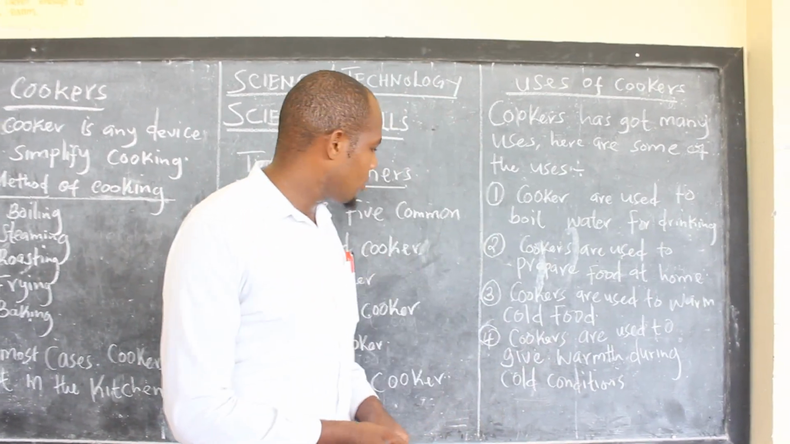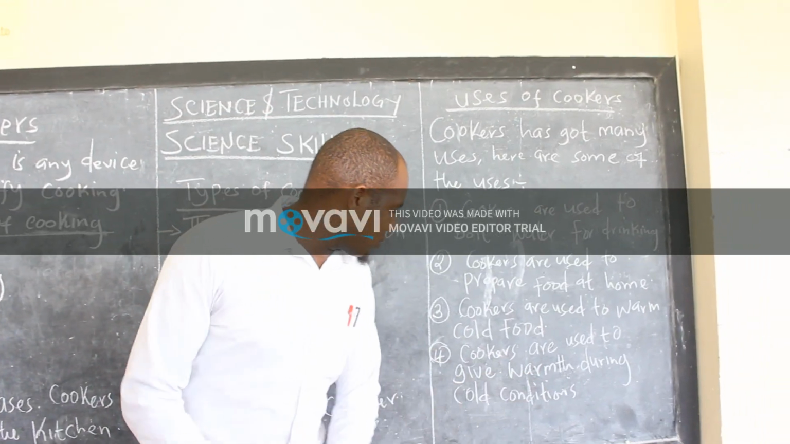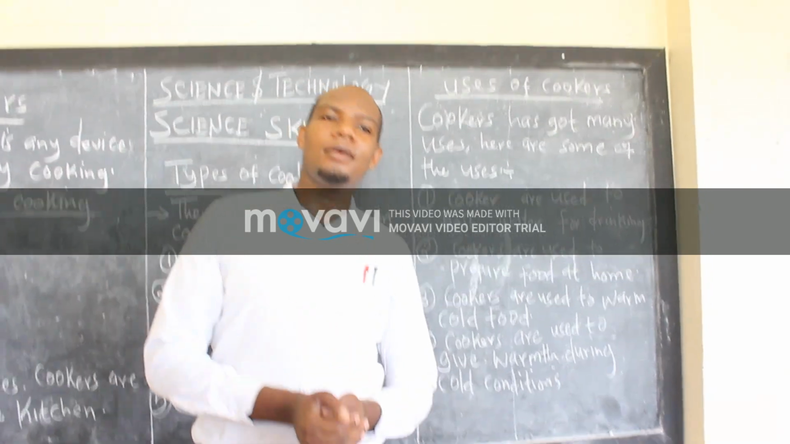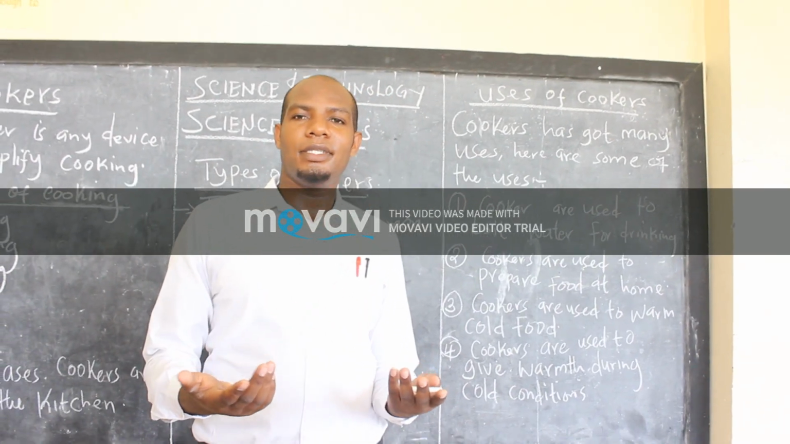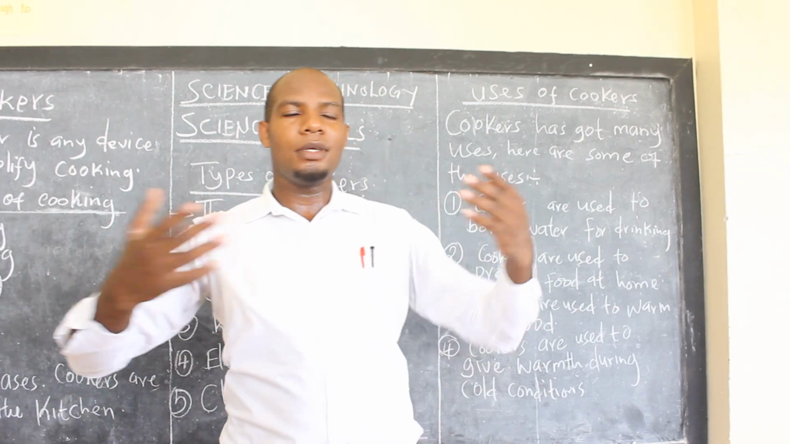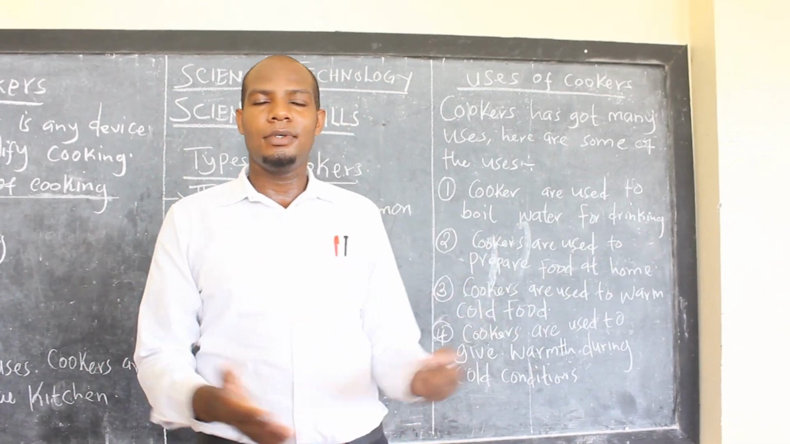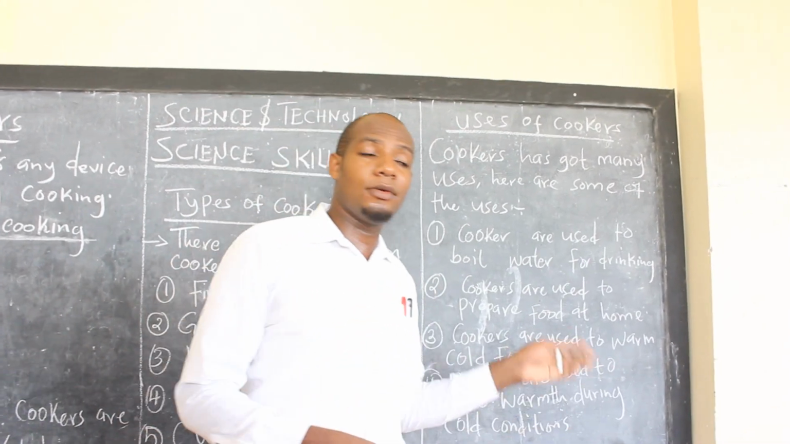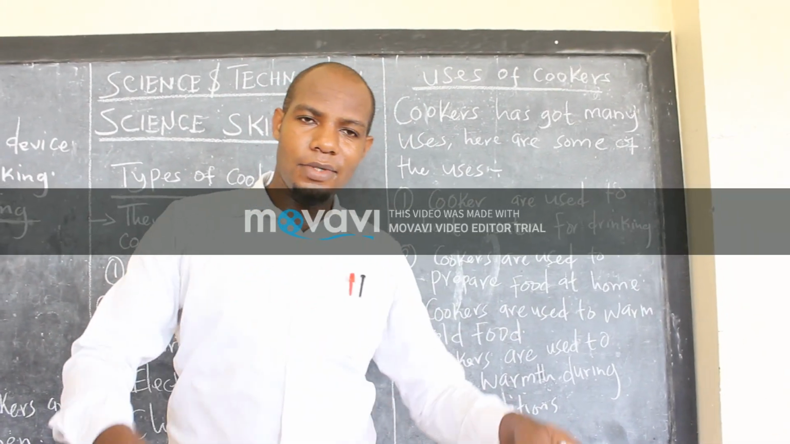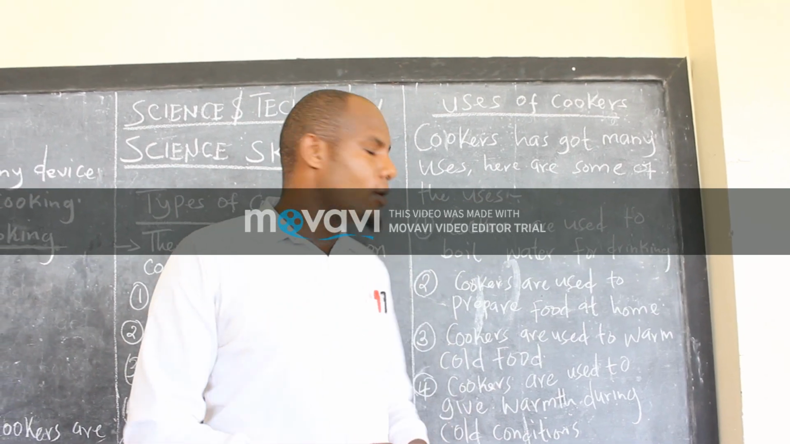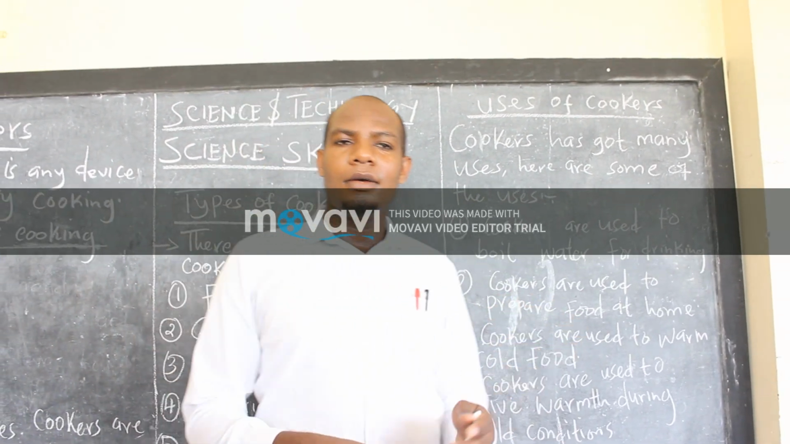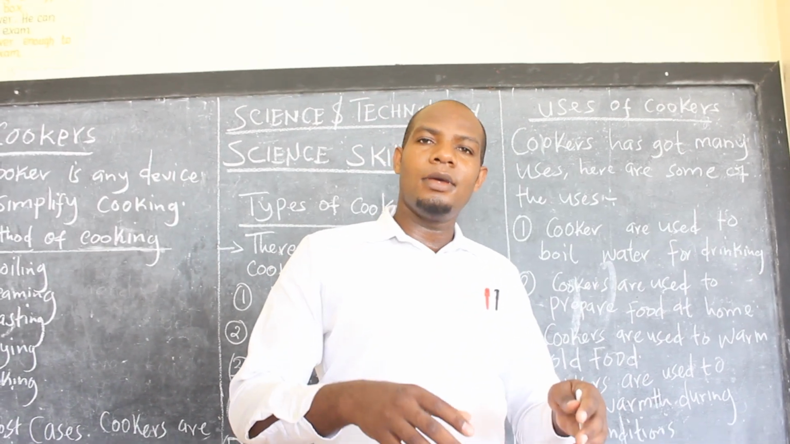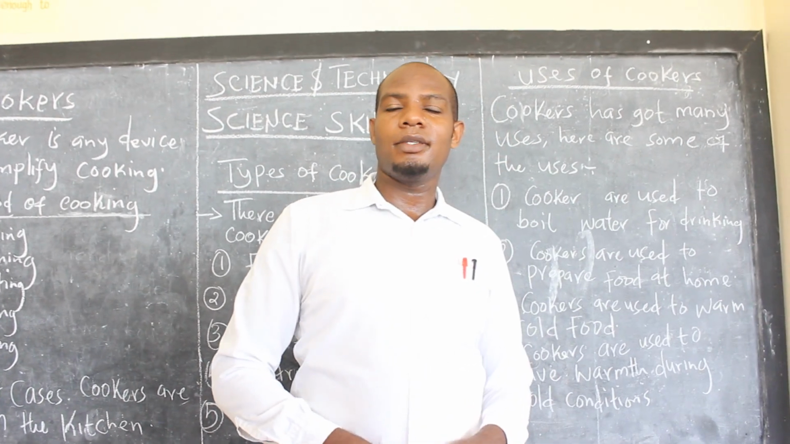Also, cookers are used to give warmth during cold conditions. Now, the weather changes. When the weather changes, it might be a cold condition or a hot condition. But when it is cold, we can warm ourselves using cookers. For example, your mother is cooking using a charcoal cooker or firewood cooker. But in most cases here, we use charcoal cookers.